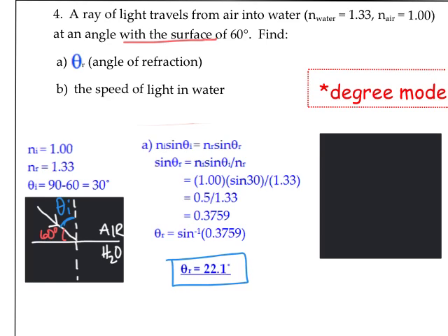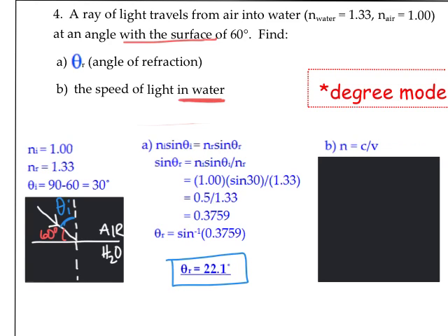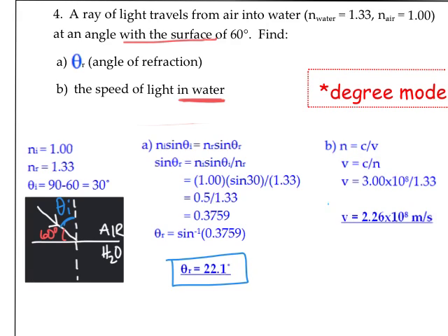Now part B wants to know the speed of light in water. So we do have two n values, but you want to go by the one for water when you go to find the speed of light for that substance. So for part B, we're going to use the formula n equals c over v. Go ahead and rearrange that for v and do the math, and then come back and check your answer. You should have gotten 2.26 times 10 to the 8th meters per second.